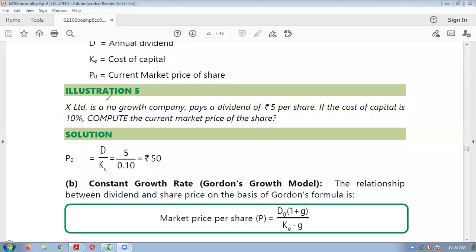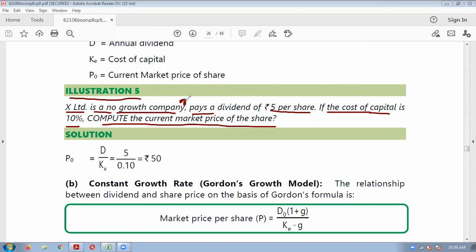So we will solve some more illustrations on the Gordon growth model. Read this illustration. X Limited is a no growth company, pays a dividend of 5 per share. If the cost of capital is 10 percentage, compute the current market price of the share. Very simple question. Here it is said that X Limited is a no growth company. It is not having any growth. So growth will be zero. G will be zero.